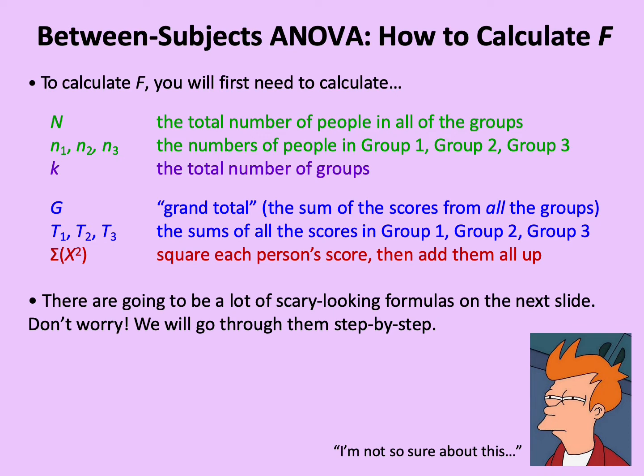And then you're going to calculate something that should be familiar to you, which is the sum of squares. Okay? And to do this, you're going to square each person's score and then add them all up. Okay? And this is all of the information that you need to start calculating the one-way ANOVA. Okay? So take a deep breath, think happy thoughts, and we're going to go to our F table to start using our formulas. Okay?